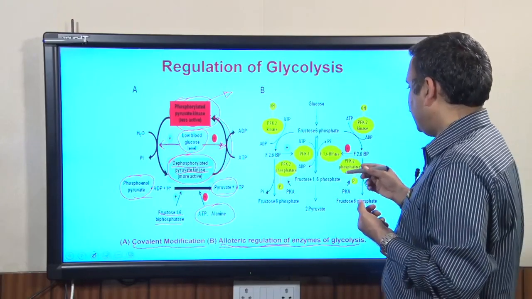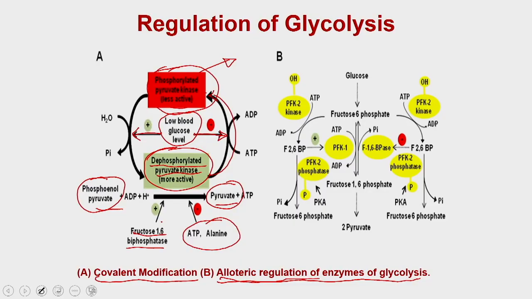So, you can imagine that fructose 6 phosphate is getting converted into fructose 1,6 bisphosphate, and this reaction is catalyzed by phosphofructokinase. Phosphofructokinase has an allosteric binding site for fructose 2,6 bisphosphate, which is neither a substrate nor the product of this reaction, and because of that it modulates its activity.